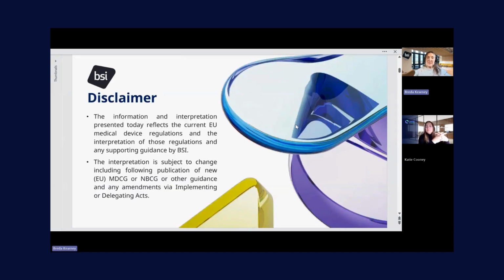So, of course, important disclaimer, because we're in the EU, everything is always changing in Europe, particularly with guidance documents coming out all of the time and new implementing regulations and so on. So everything that I share with you today is based on our current understanding and interpretation of the regulations.